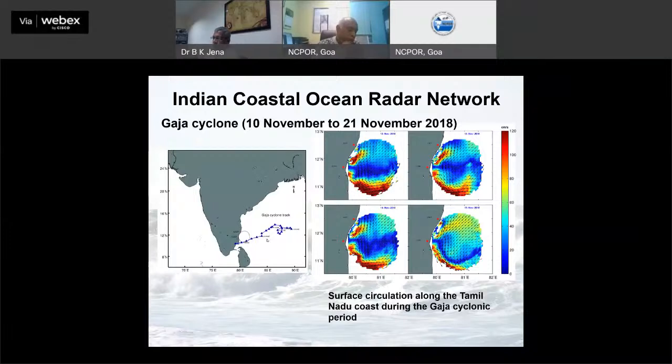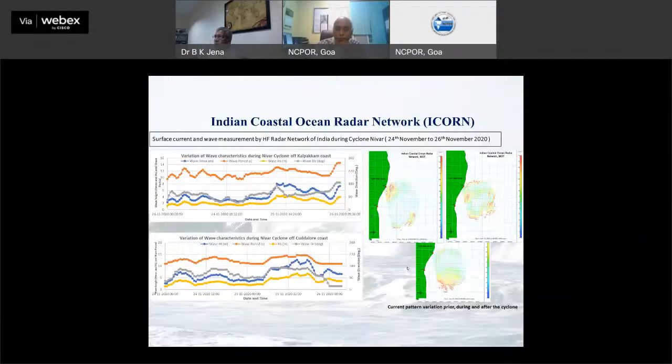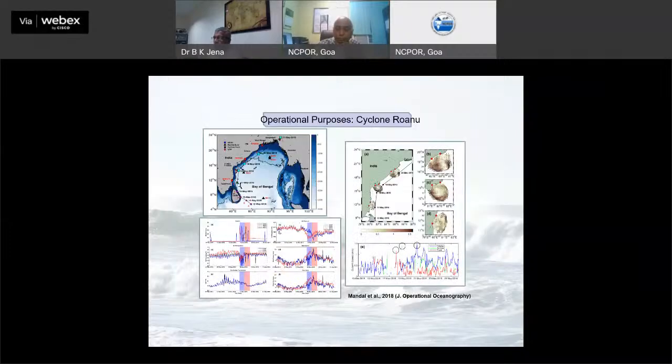This is one more cyclone, Gaja, that hit Tamil Nadu and caused a lot of damage, a lot of property loss and all. And this is Titli, again south of Gopalpur, and we have compared with the Gopalpur buoy. The wave heights are matching very well, and this is the current pattern change during the Titli cyclone. And this is the recent one, cyclone Nivar, which is again at Tamil Nadu sites. And we could get wave height, wave period, and wave direction very accurately and very precisely on both our Kalpakkam and Kadalur sites. And this is the research done by IIT Bhubaneswar.